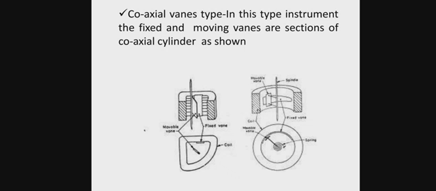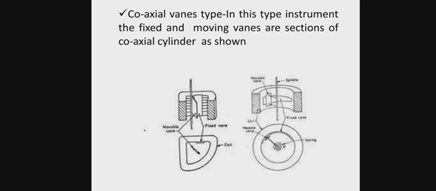Since they are kept in the same magnetic field, similar poles of fixed and moving iron get repelled. Thus, the deflecting torque is produced due to magnetic force of repulsion. Since moving iron is attached to the spindle, it will move so that the pointer moves over the calibrated scale.